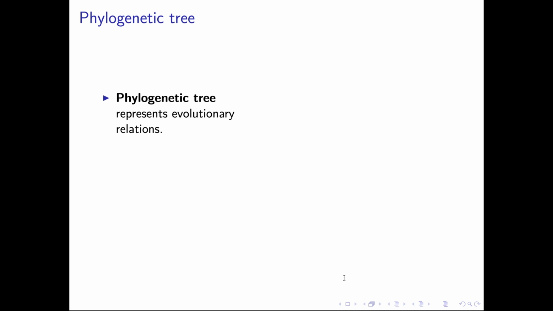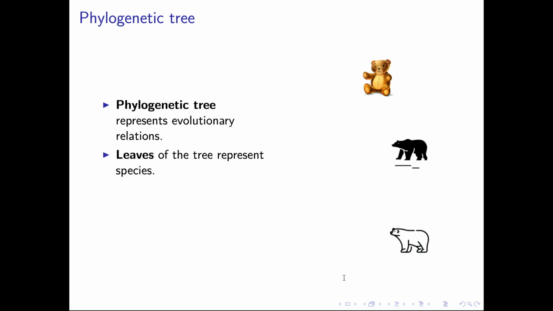A phylogenetic tree is a tree structure in biology to represent evolutionary relations. There are two kinds of nodes in a tree, leaves and non-leaf nodes. Non-leaf nodes are also called inner nodes. So the leaves of the tree represent the species. For example, here, these three bears, they are the leaves of the tree.